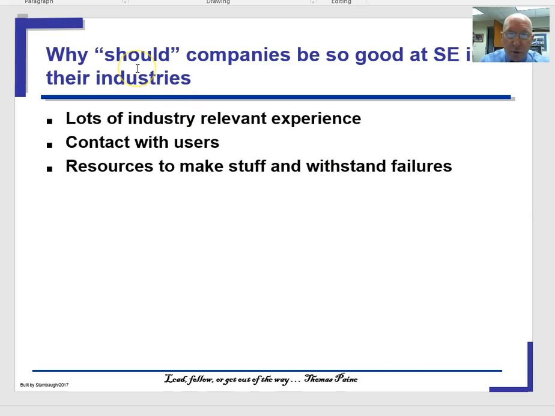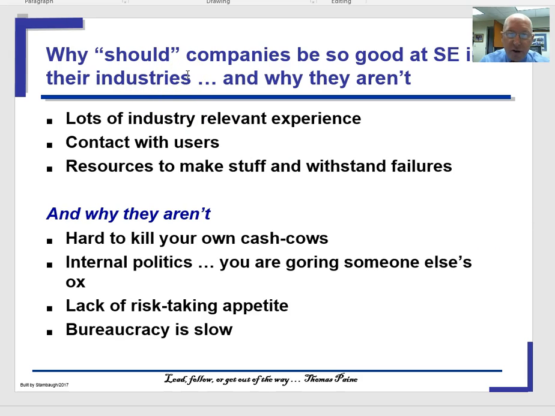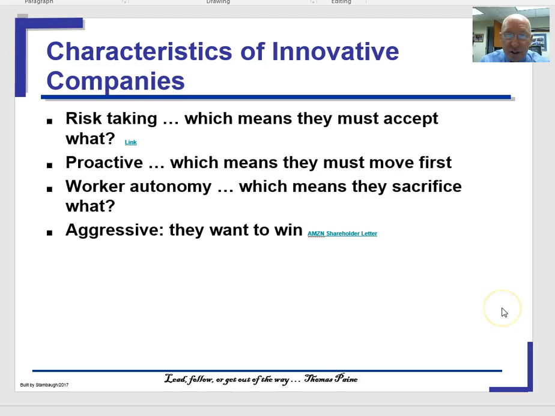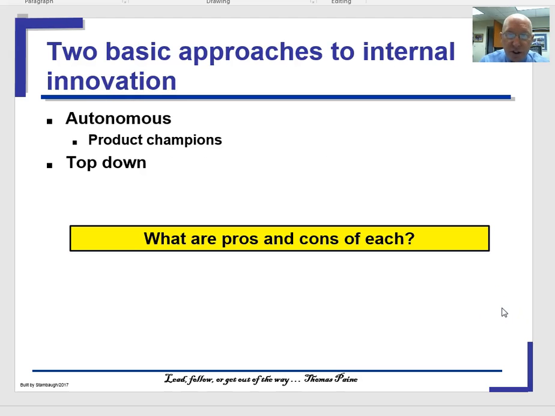This is an important slide that there is definitely a question off of, which is why big companies should be good at strategic entrepreneurship, but then again, why it is hard to be successful. Also, make sure you can answer this question: which of the above types of innovation do big companies do well? And make sure you understand what the various types of innovations are. No particular questions off of that slide.